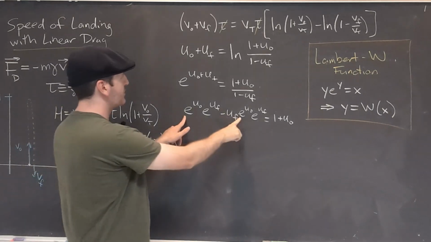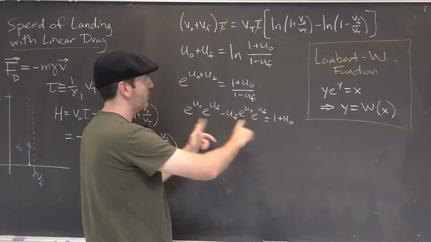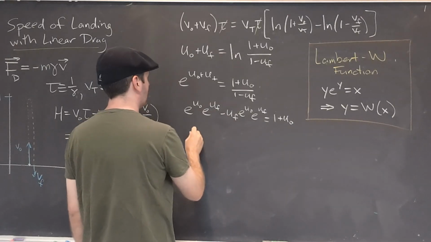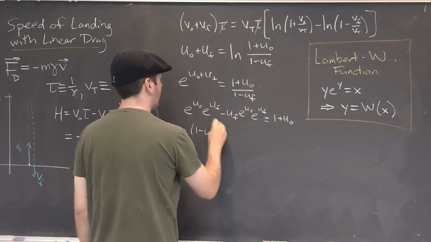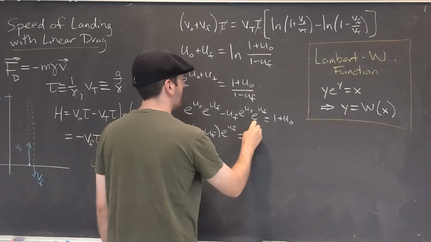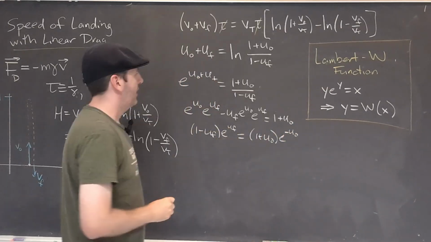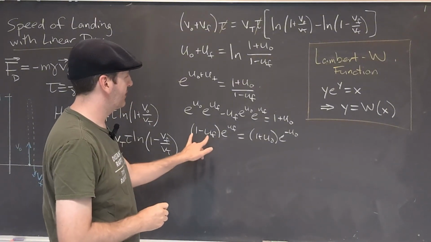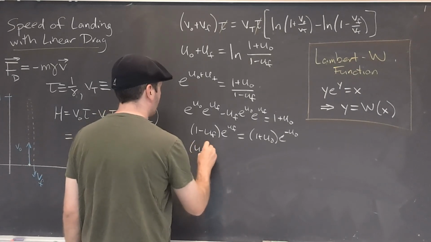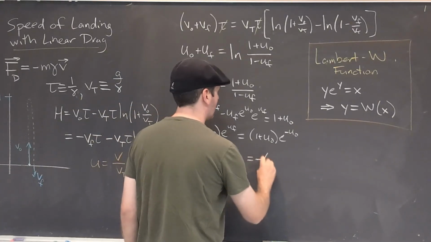Okay. I do see a common e to the U-naught on both of these terms, so I'll go ahead and divide that over, and then I'll factor out this e to the UF. So I have (1 minus UF) e to the UF, I guess I could have left it in that form, equals (1 plus U-naught) e to the negative U-naught. Okay, the next thing I'm going to do is swap this negative over and make it UF minus 1. At the same time, I'll put a little negative on this side.